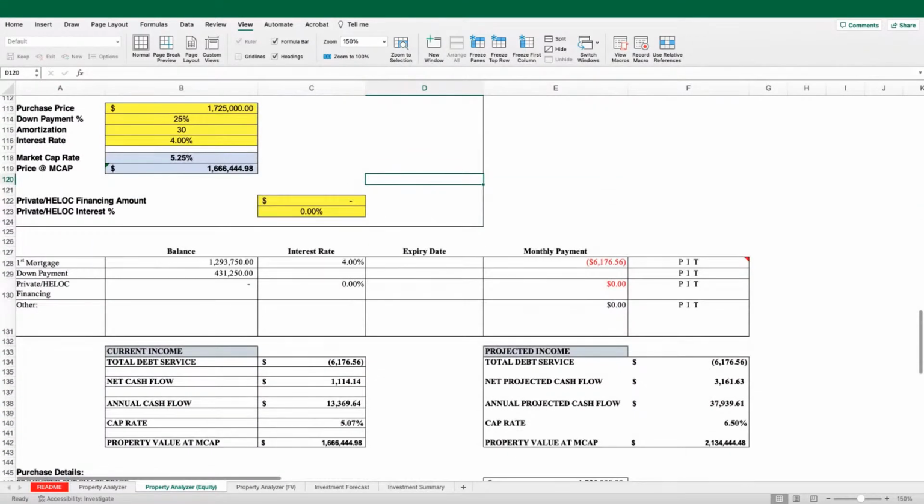Now at the purchase price of $1.725 million, we determined that the market cap rate is 5.25%. But by that further increase, we've actually been able to increase the cap rate, which has also increased the valuation to $2.134 million. So with that being said, this is where there's opportunity. This is a good opportunity for this particular property. So just by doing some small things, we've increased the value of this building.